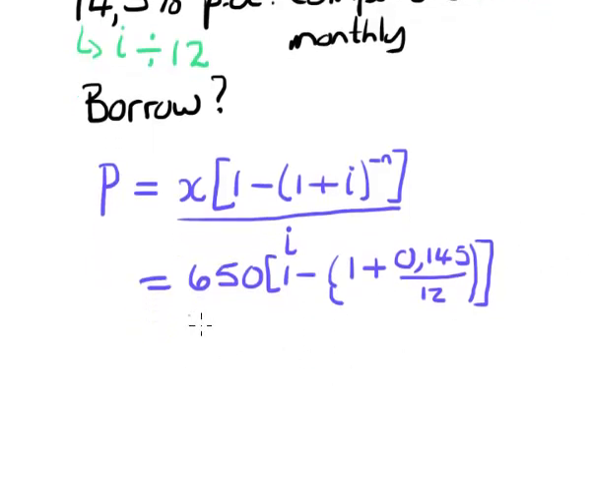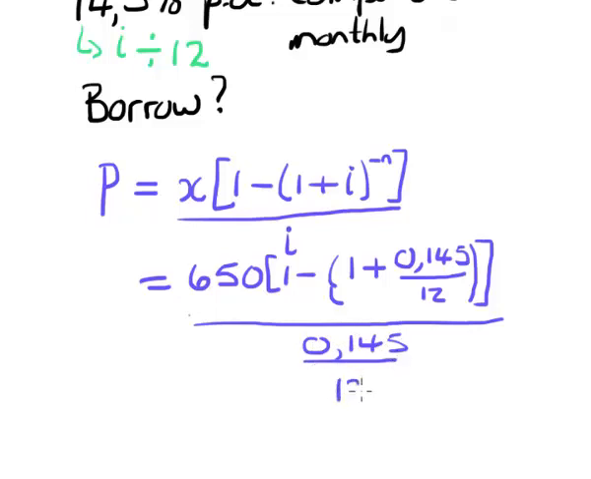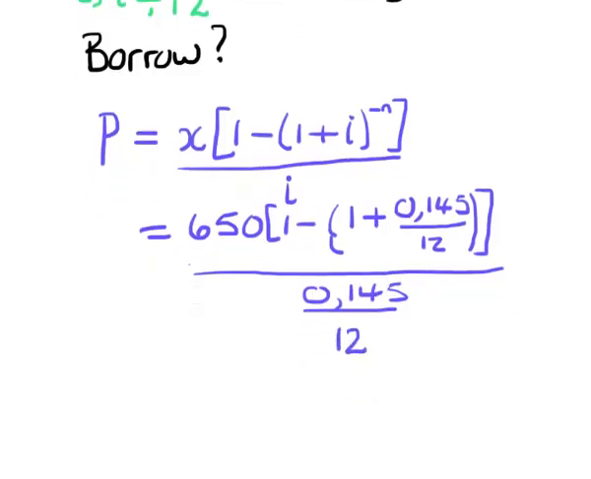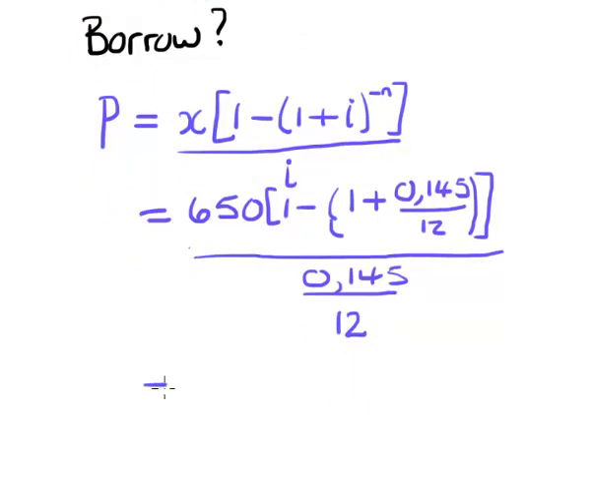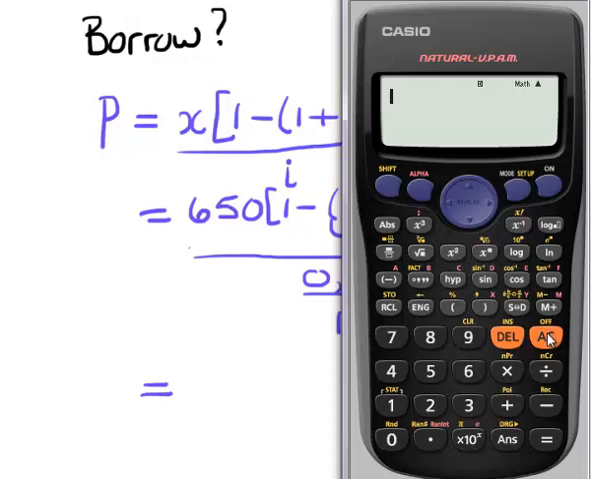And then we have to divide by our I value again. So at the bottom we're going to have 0.145 over 12 again. Okay, so now this is quite difficult to put into your calculator. Please make sure you do it carefully. Okay, so watch.